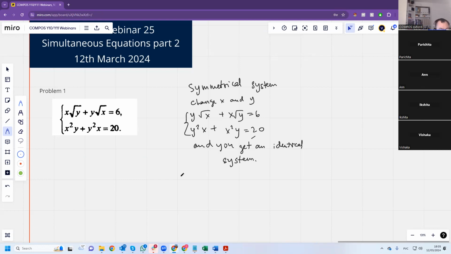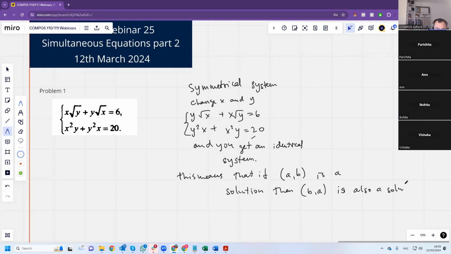What does that mean? Well, this means that if (a, b) is a solution, then (b, a) is also a solution. Okay. Not that it will particularly help you solve it, but it's just a useful property. In some systems, it will help you solve it.